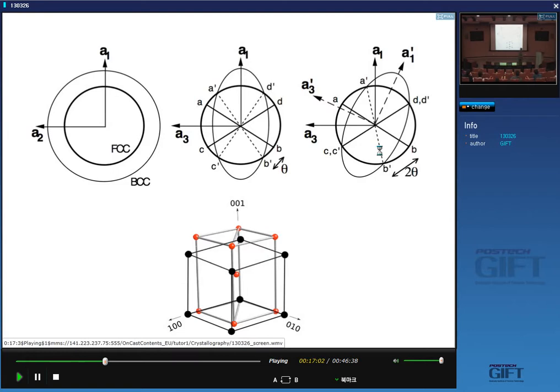Now, notice one more thing. There is an orientation relationship between austenite and ferrite here, right? The cells are related to each other.